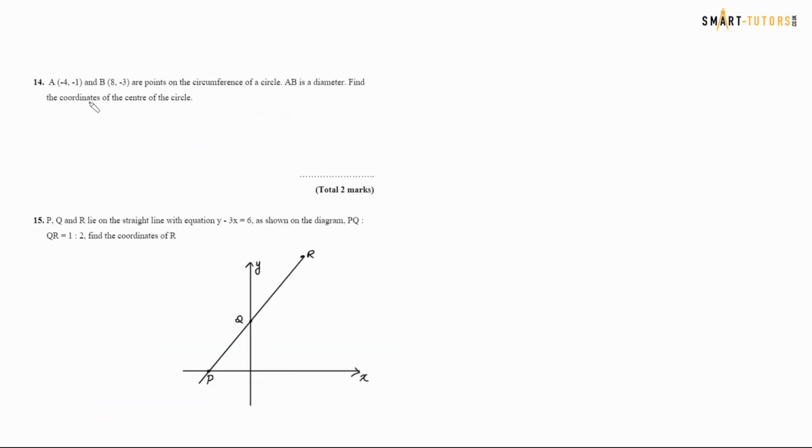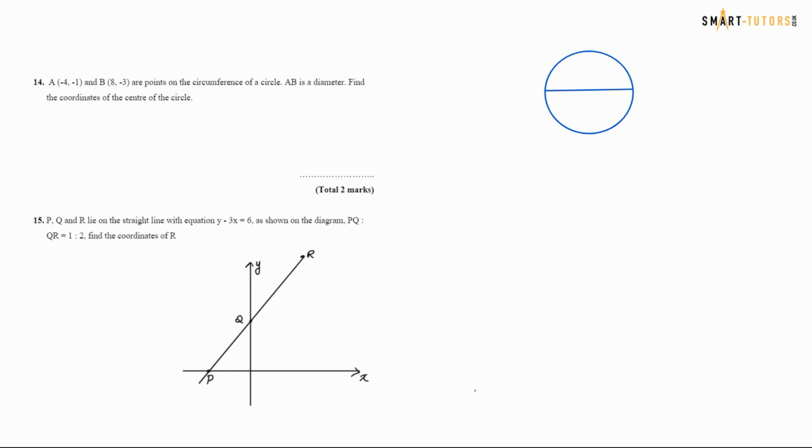Question number 14. Coordinates of A and B are given. A and B are points on the circumference of the circle. AB is the diameter. Find the coordinates of the center of the circle. So here they're talking about a circle. So let me draw a circle. So that is the circle, and the diameter is the line passing through the center point.